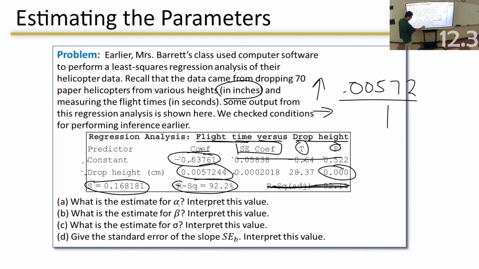What is the estimate for sigma? Well, that's 0.16881. That's the average distance away that the points are from the line. Give the standard error of the slope. That's SE sub b. Oh, sorry, right here. I circled the wrong thing. Standard error of the slope. You need to know how to get all that information from this computerized printout.